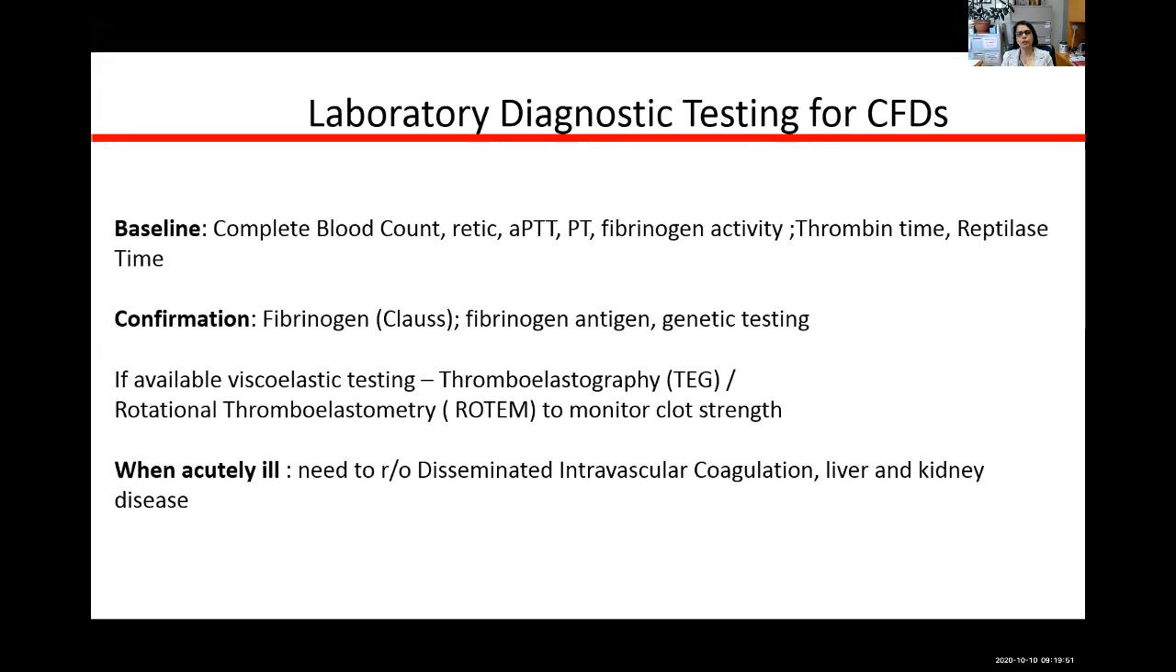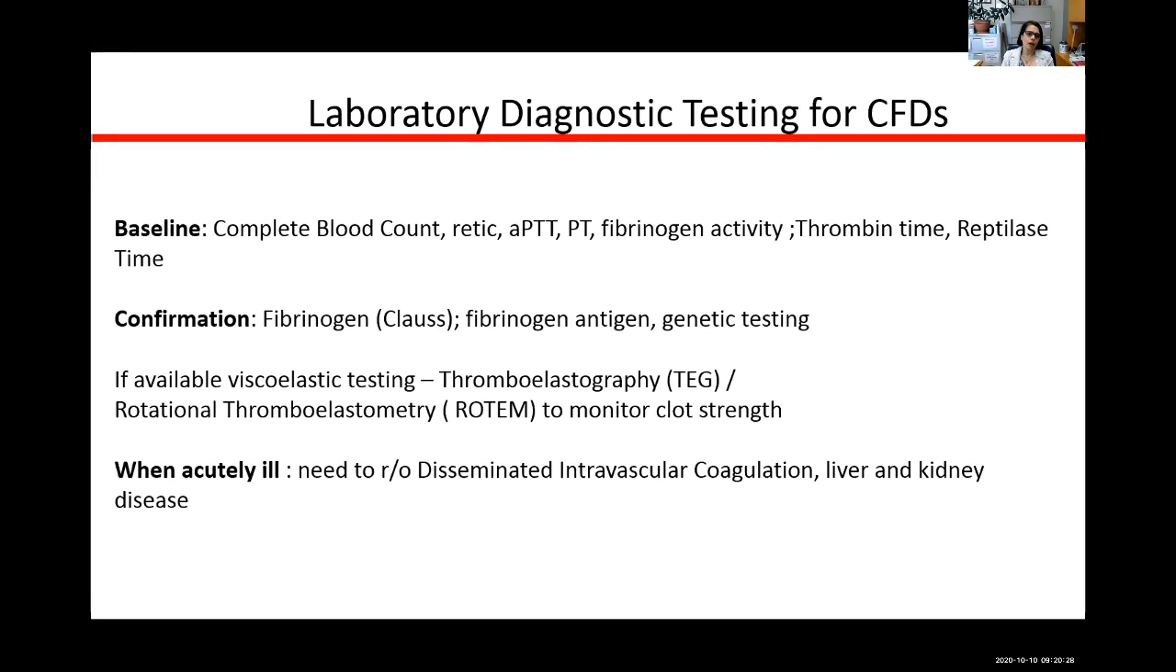If there's availability of a new set of tests called viscoelastic testing, such as the thromboelastography or rotational thromboelastometry, it may be possible to use this to monitor clot strength, specifically when these patients are treated with fibrinogen concentrates. It really helps to monitor the strength of the clot and also how frequently to dose based on this testing. These tests essentially tell you the time taken to initiate the clot, propagate the clot, and also the strength of the clot.